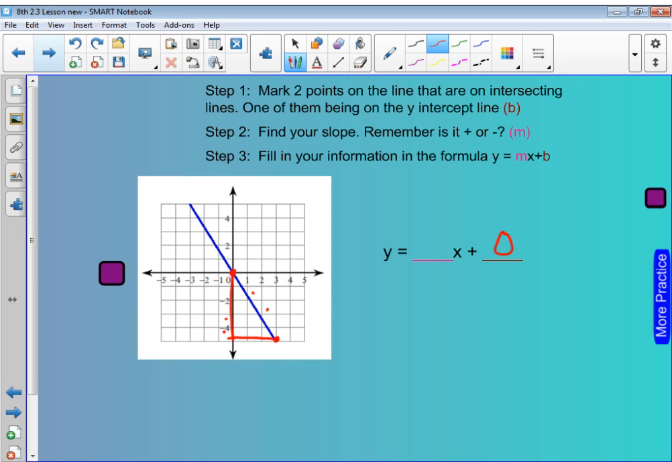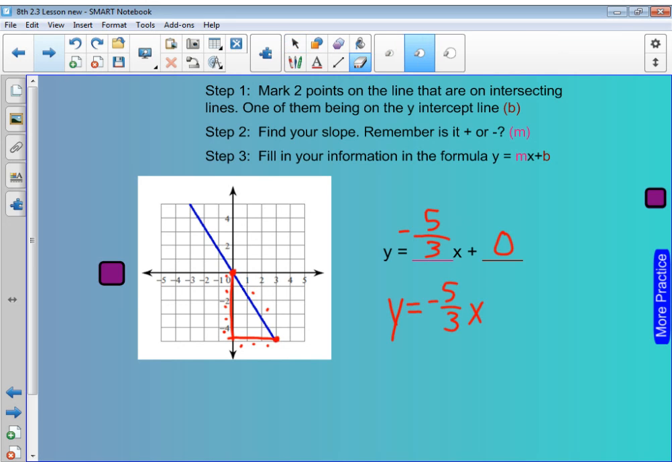So now we're going to do our rise and our run. Our rise is 1, 2, 3, 4, 5 boxes. Our run is 1, 2, 3. And this, once again, is a negative slope because it goes down from left to right. So our final answer is y equals negative 5 over 3 x. And yes, it is plus 0, so we could just leave that off of our equation. Okay, so let's try another one.